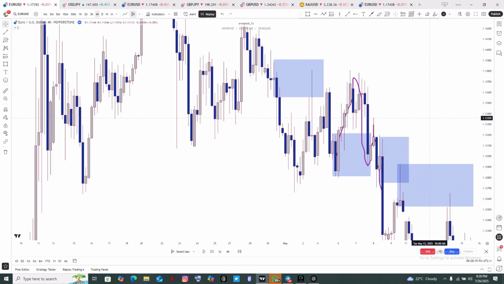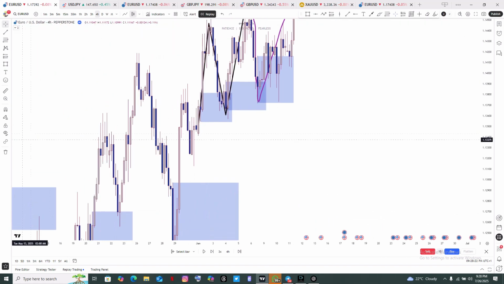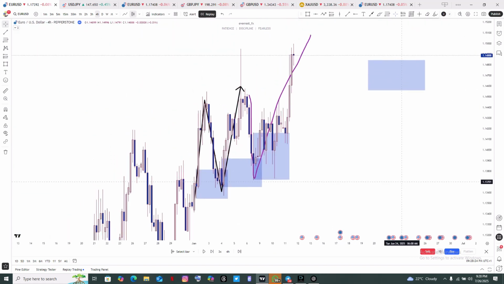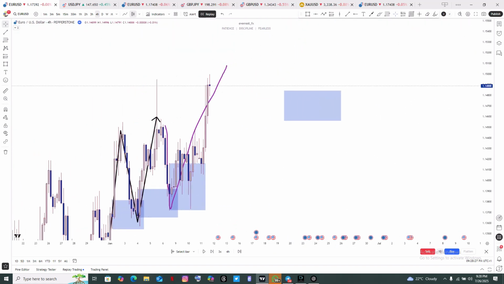So that will be all about order blocks for today. Next, we are going to be talking about breaker blocks, and we still have so many things to talk about. So that will be in our next class.